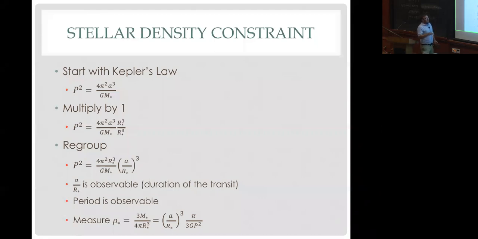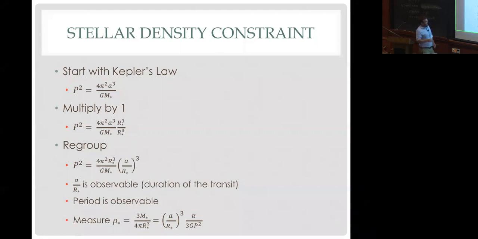So I can say I know this when I observe a transit. And now you see that this quantity here is just 4 pi. I think I know the value of 4 pi. I know the value of G. I know that. And then this quantity M star over R star cubed, that's just the inverse of the density.